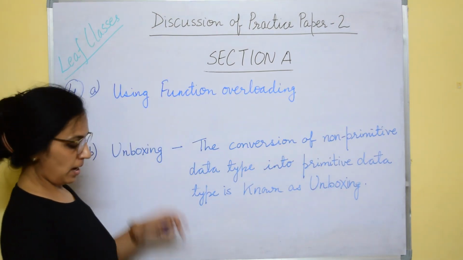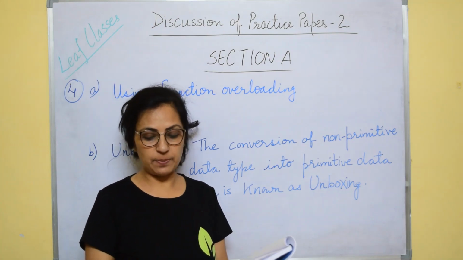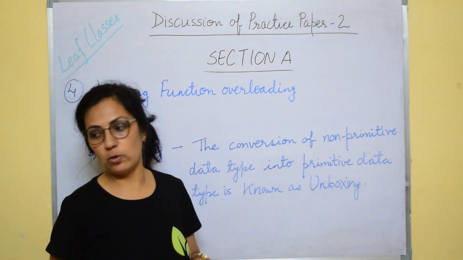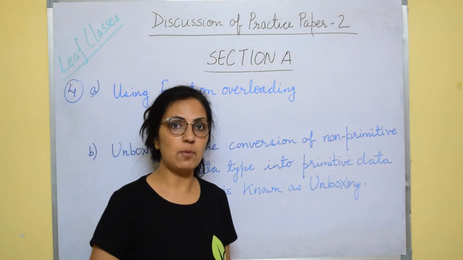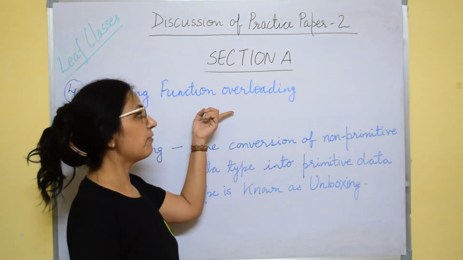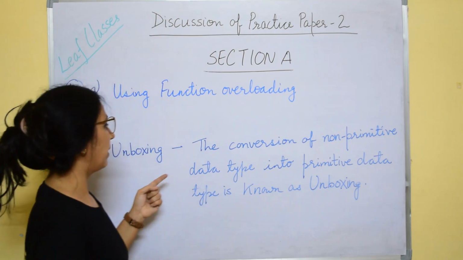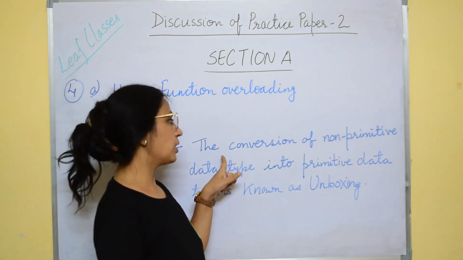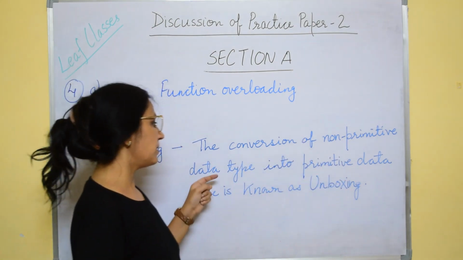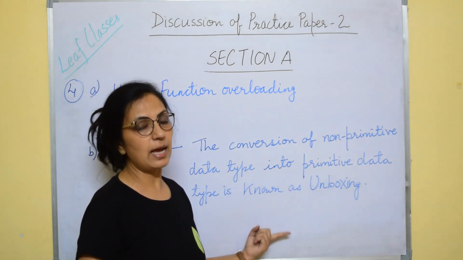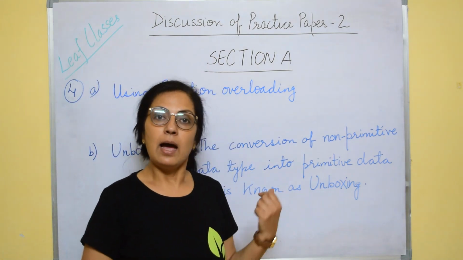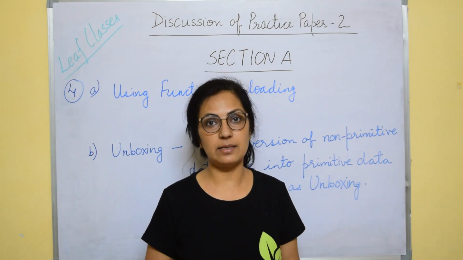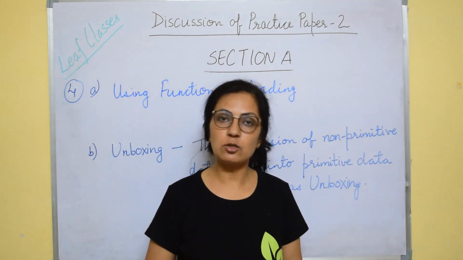Question number 4a is, in what way is OOPS principle polymorphism adopted in programming? So, all of us know the definition of polymorphism, and that is achieved using function overloading in Java programming. The B part question is, what is unboxing? So here is the definition. The conversion of non-primitive data type into primitive data type is called unboxing. All these unboxing, autoboxing, all these are there in the library classes video. Please go through that in case of any doubt.